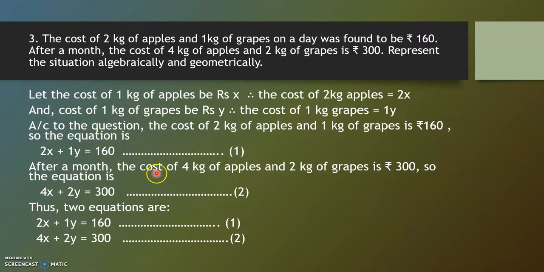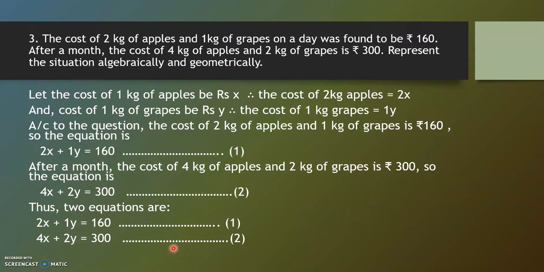Now after a month, the cost of 4 kilogram of apples and 2 kilogram of grapes is found to be rupees 300. So the equation is 4x plus 2y is equal to 300. So now 4 kilogram of apples की cost कितनी हो जाएगी 4x and 2 kilogram of grapes की cost is 2y similarly. So the total cost will be 300 rupees. So the two equations represented algebraically will be like this: 2x plus 1y is equal to 160 and 4x plus 2y is equal to 300.